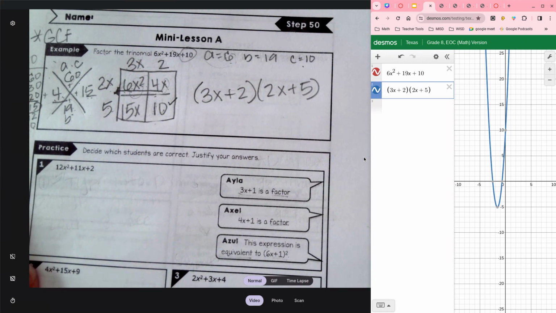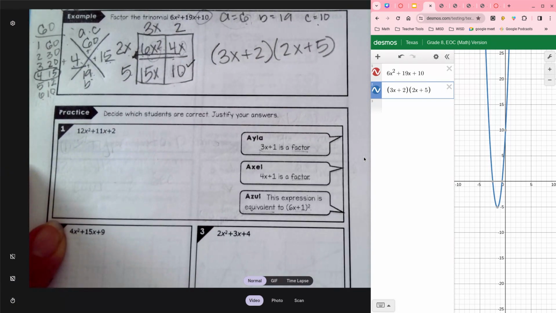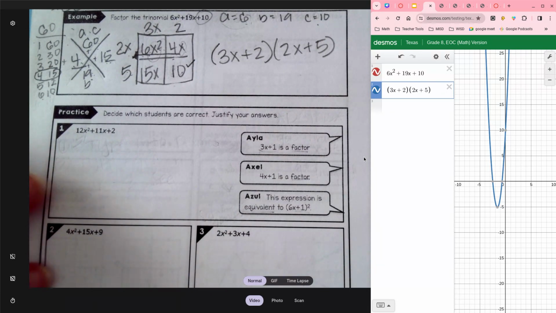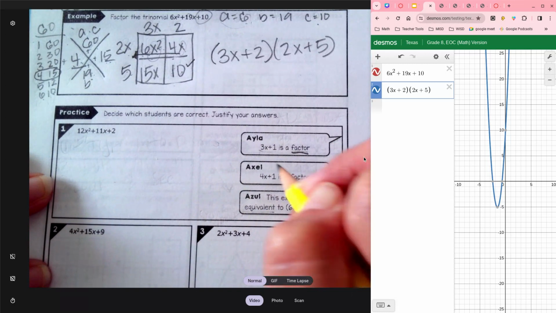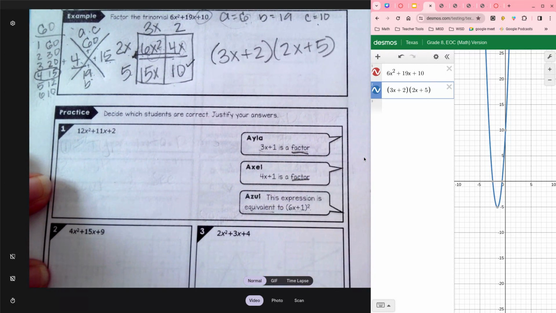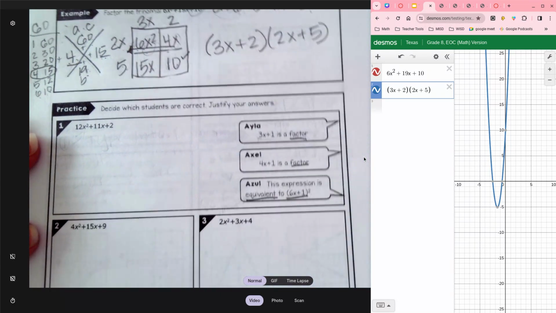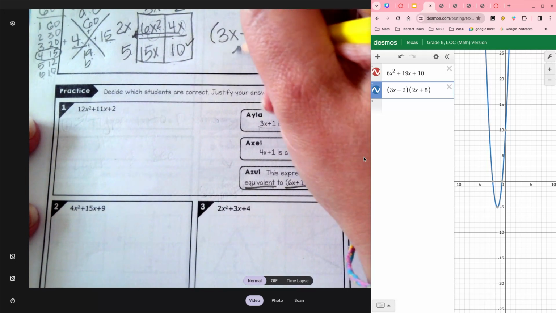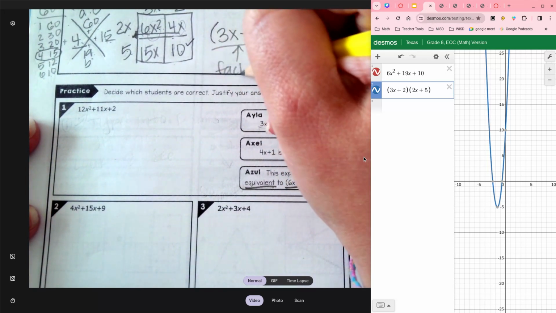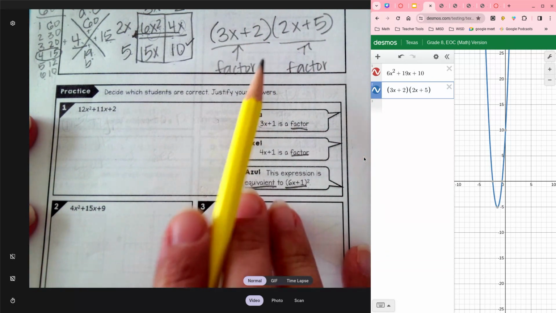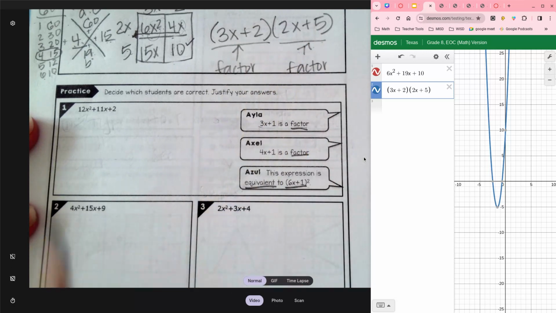Moving on to the next part, it wants to decide which students are correct. Notice each student gives me a different type of answer. Ayla says 3x plus 1 is a factor. Axel says 4x plus 1 is a factor, whereas Azul says 6x plus 1 is the equivalent expression. Each of these means different things. This is a factor. This is a factor. So both Ayla and Axel gave me parts of the final equation.